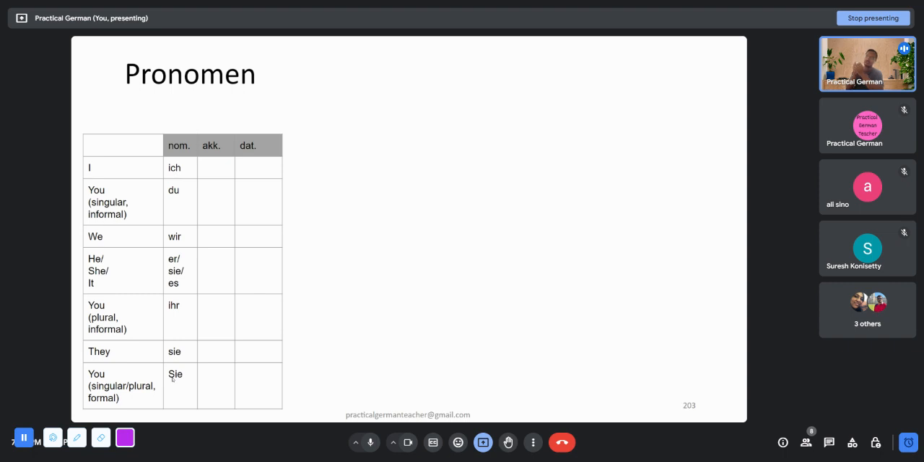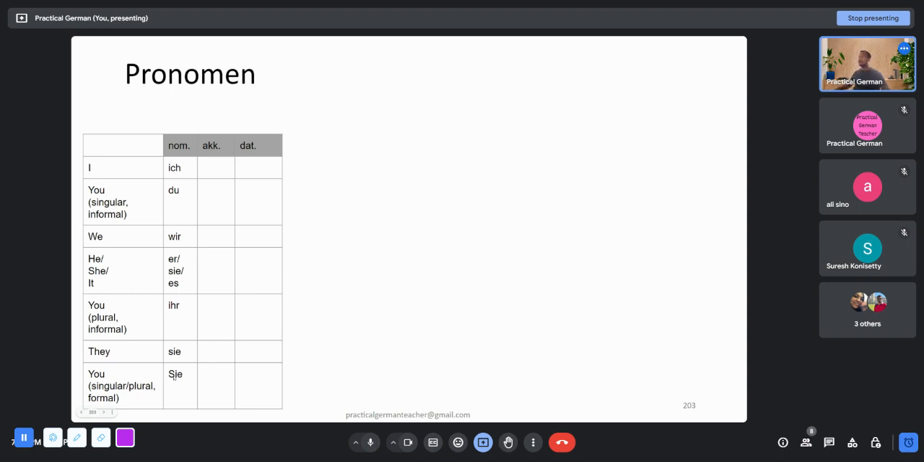There are two more scenarios. One is whenever you have a noun. For a noun, the first alphabet is always capital. And the third scenario is when you have this formal Sie. This is always capital, doesn't matter where it is in the sentence.